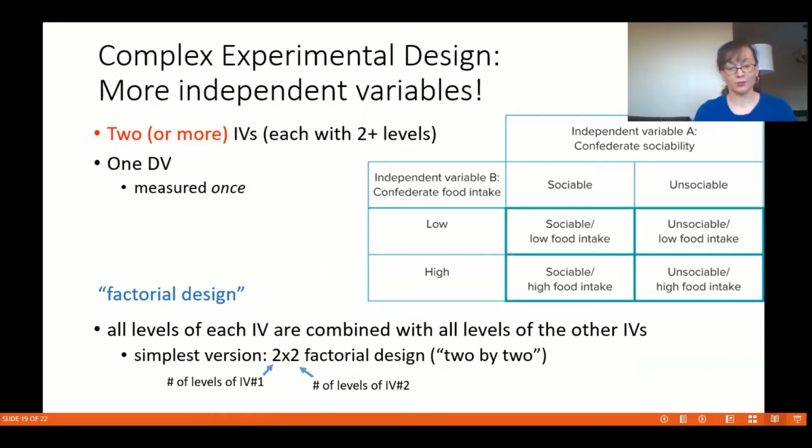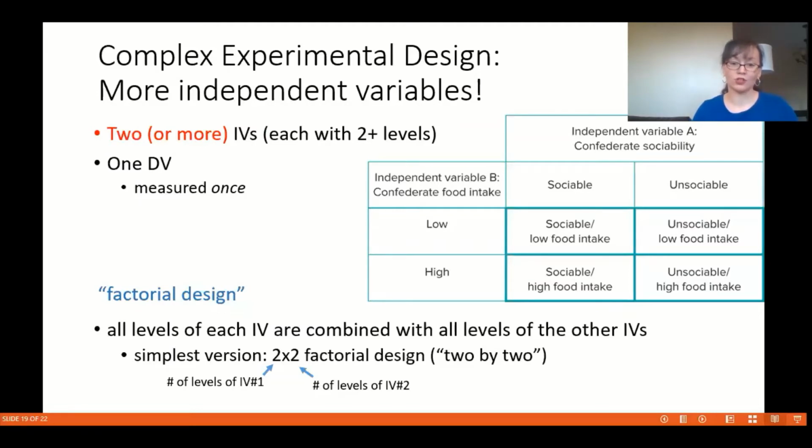And so it's spelled out as 2x2, but we pronounce it as 2-by-2. And the first number that we see, that first 2, indicates how many levels our first independent variable has. And in this case, we have 2. Exercise once a week or exercise 3 times a week. And that second 2 indicates the number of levels of our second independent variable. And this also has 2 levels: exercise with a friend, exercise without a friend. And again, this then gives us essentially 4 total groups.